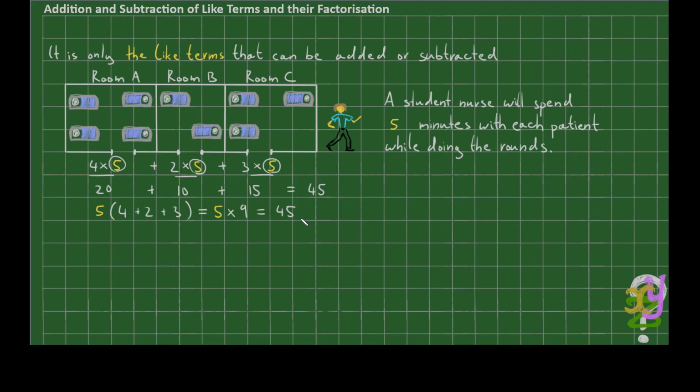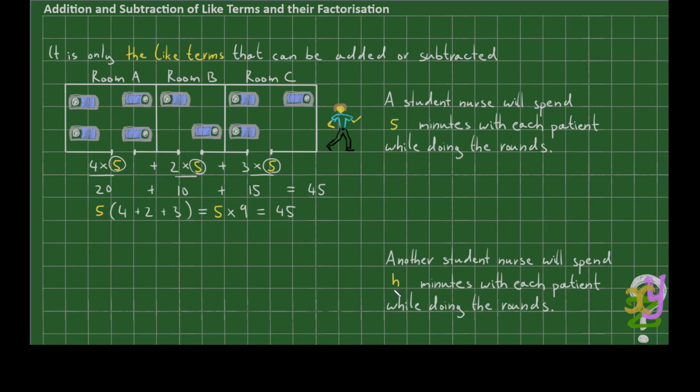How does this thing work with algebra? How does it work when we introduce letters? Let's suppose there is another student nurse, and it turns out that this other student nurse spends h minutes with each patient. We do not know what h is, but we can still create a mathematical expression. In room A, I have 4 patients, and I will multiply that by h. In room B, I have 2 patients, and I will multiply that by h as well. In room C, I have 3 patients, and that will be multiplied by h.